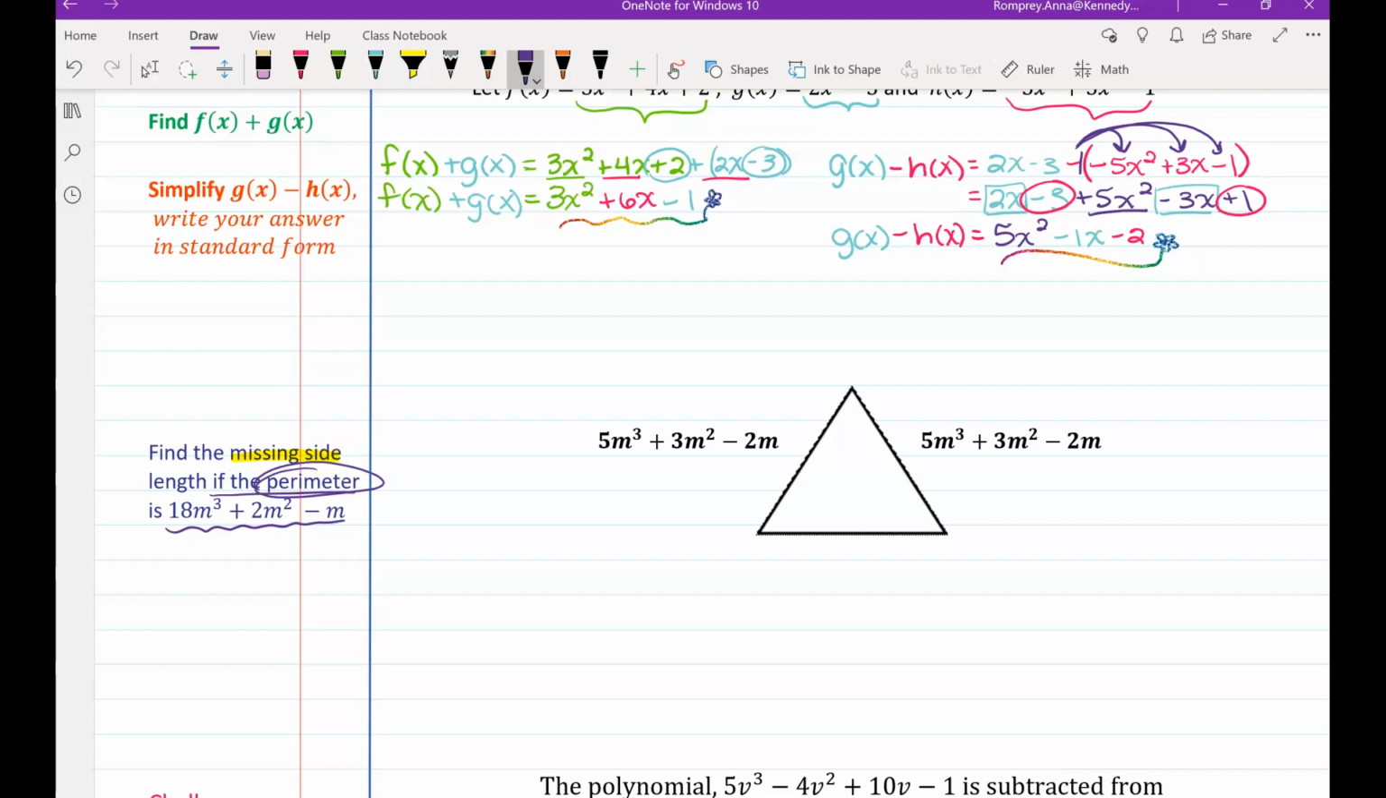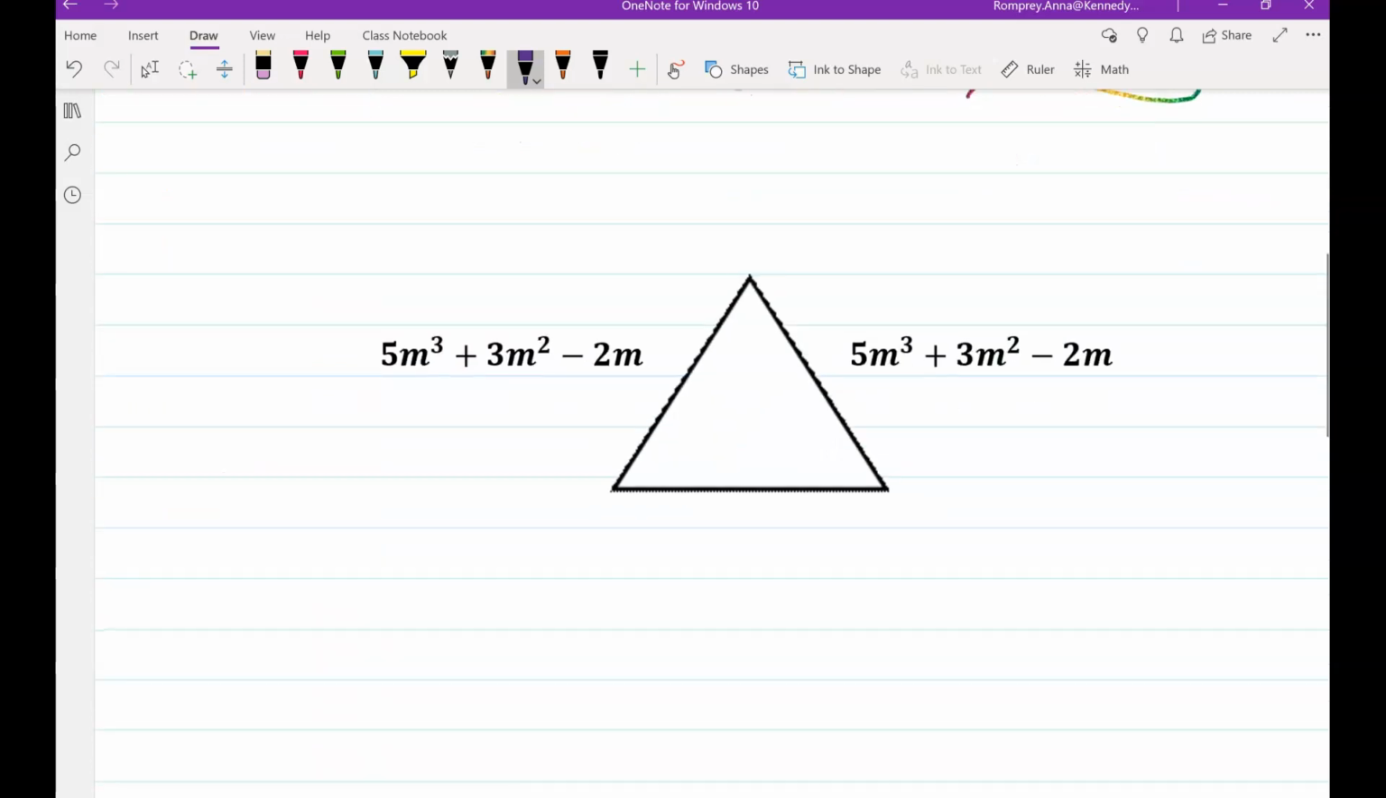Oh yeah, that's the one we add. Okay, so the perimeter is the sum of all the sides. So we have side 1 and side 2. Hey, look at those. 5m cubed plus 3m squared minus 2m. These are the same. So just a little review. Remember, if you have two side lengths that are the same, you can annotate those with a little tick mark.